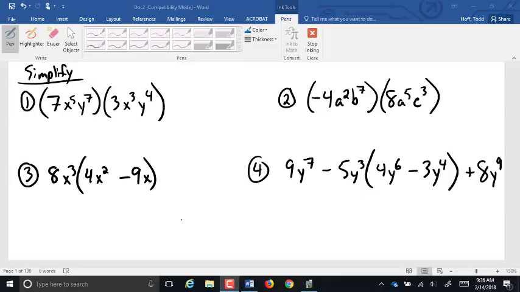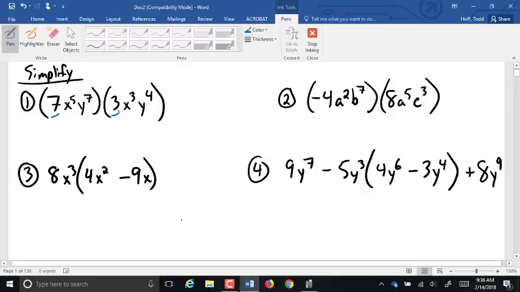So these are all just kind of a review of things we've done in the last couple of weeks. Number one here, we're just multiplying. Remember, we combine the counts. So we have 7 times 3, which is 21. Then we combine each name separately. X to the 5th times x to the 3rd is x to the 8th. Y to the 7th times y to the 4th is y to the 11th. So we get 21, x to the 8th, y to the 11th.